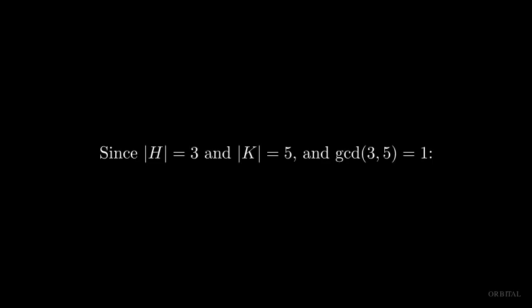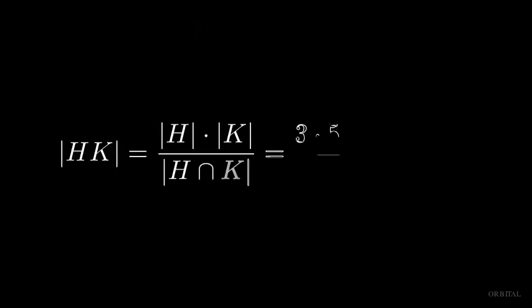Now, since the orders of H and K are 3 and 5, and GCD of 3 and 5 is 1, H and K intersect only at the identity. Any element in both would have order dividing 3 and 5, hence order 1. By the product formula, the size of HK equals 3 times 5 over 1, which is 15. That's the entire group. So G equals HK with trivial intersection and K normal in G.